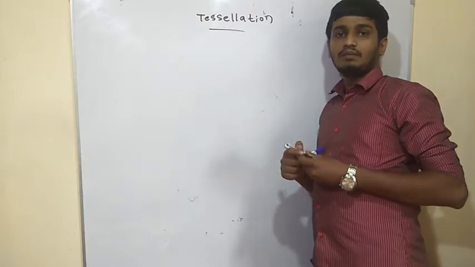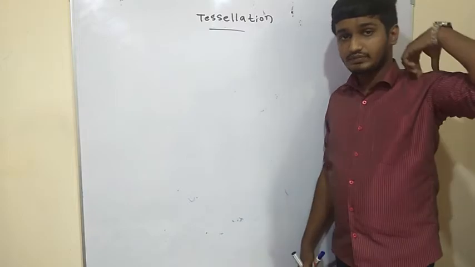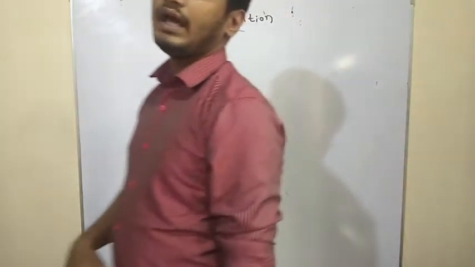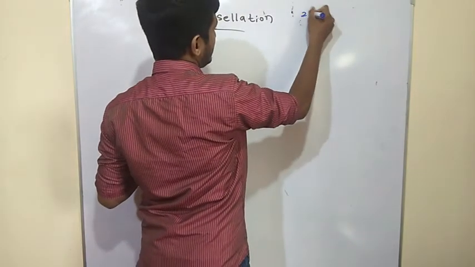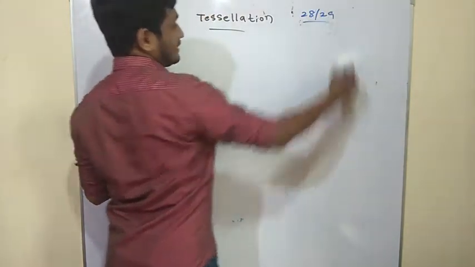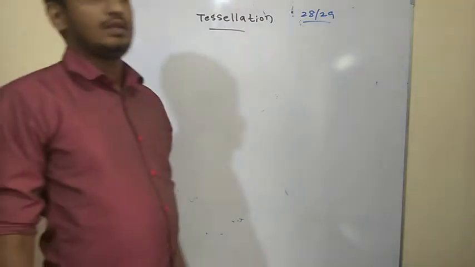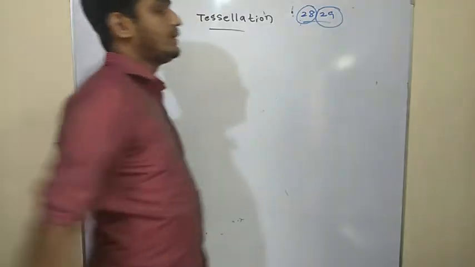So I am going to complete the remaining parts also today. Today I hope to complete two of your lessons: the lesson tessellation, and the likelihood of an event, number 28 and 29, to be discussed today. You have to write all these things in your theory book.